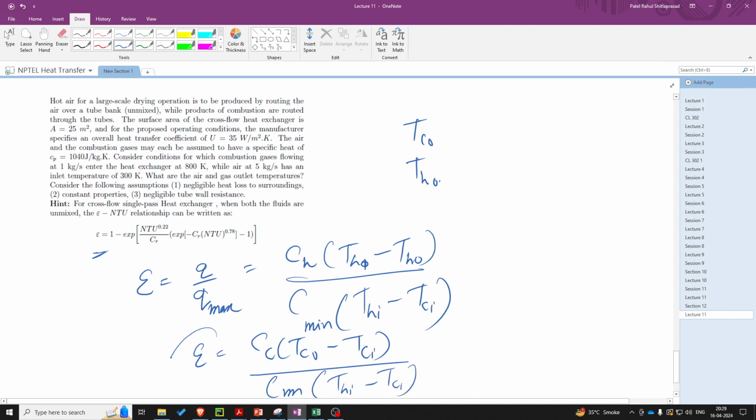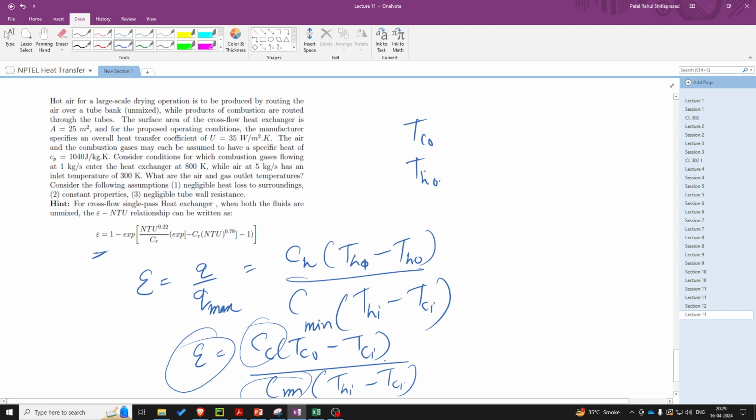So for that we need to find the effectiveness factors. CC, C minimum we will be having. Then the remaining parameters we will be having, and on the basis of that we can just equate both of these two equations and then find the formula. Basically what else we can do, we can just calculate the value of C. Since we are having THI, TCI, we can calculate the outlet temperatures.